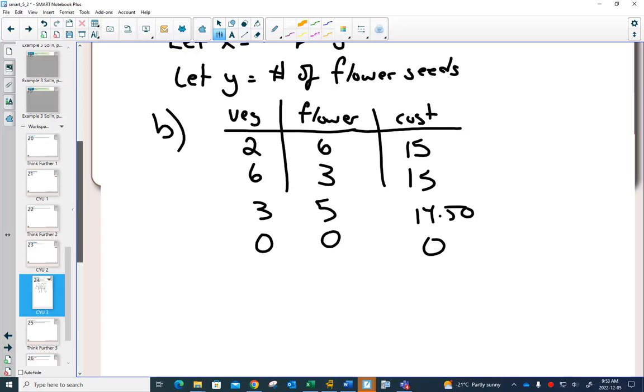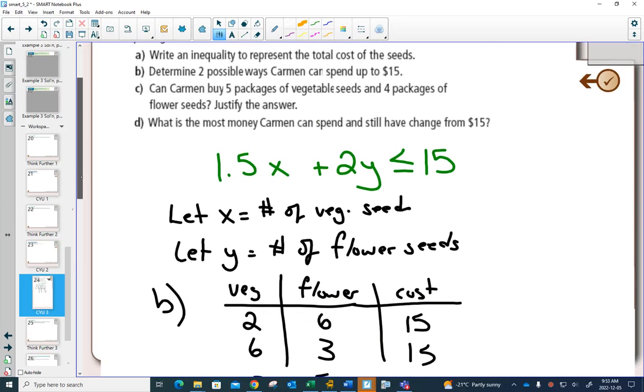So one of the things that we're going to look at in this question, and one of the things that is a good review for this unit, is we're going to draw a graph of this situation. So how do we, this is the good review for your test, how do we graph 1.5x plus 2y less than or equal to 15? How do we graph that?